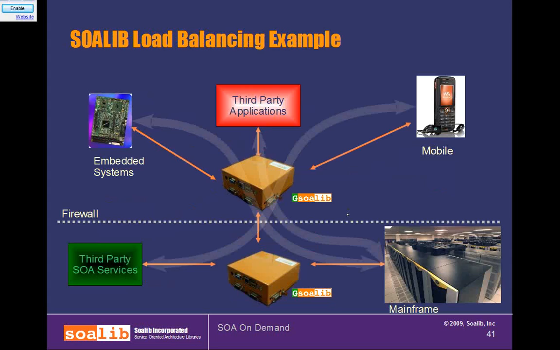This is showing you a load balancing example in which we have embedded systems and mobile systems that would like to communicate with the mainframe, but it passes through another SOALIB server to access it, and because these two SOALIB servers are load balanced. So the SOALIB servers in the top portion and the bottom portion are balanced servers. That means that anyone communicating with this one can use this server to access any other resources that are tied to this one, the bottom server.